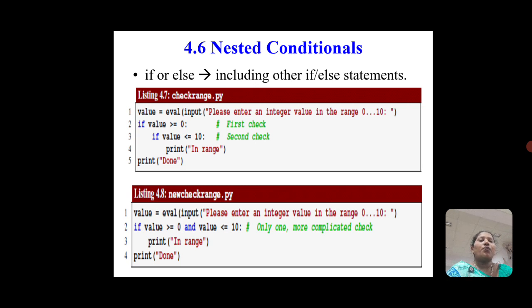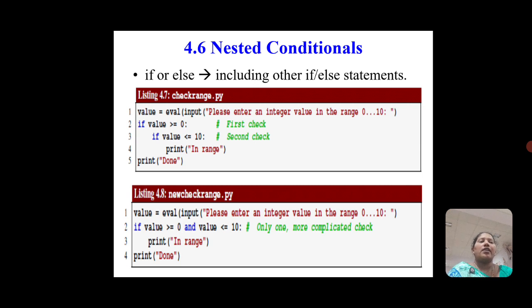What you are checking next: if the value is less than 10, because we have asked the user to enter values between 0 and 10. If the value is greater than or equal to 0, in the second line you check whether the value is less than 10. If it is less than 10, it will print in range within that second if. And this print done is outside of both the ifs, starting from the first line.